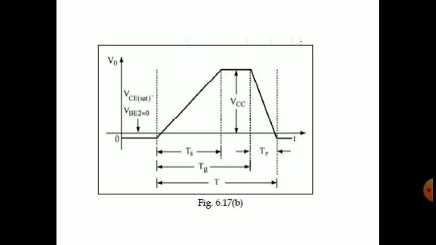If we can make TR equal to 0, then the restoration time is 0. That means the sweep waveform will be similar to a ramp.